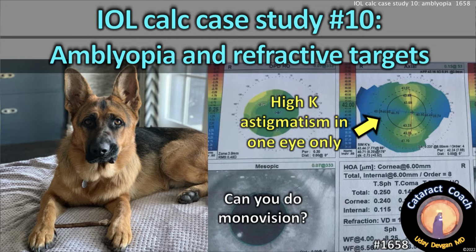CataractCoach.com, IOL calc case series number 10. Let's talk about amblyopia. Now, in this umbrella term, I want to encompass a few different cases.